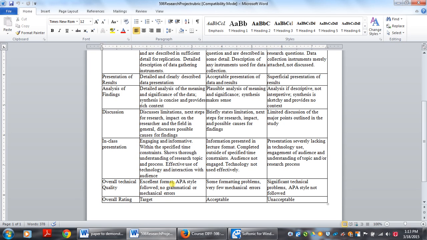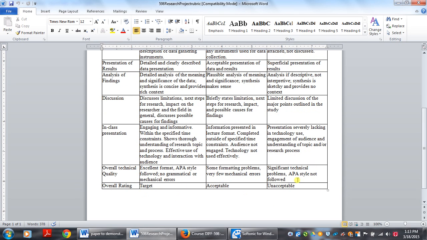Your technical quality is APA is followed. There's no grammatical or mechanical errors, and the formatting is right. Part of APA style is you should have an abstract for your paper. The abstract should be the last thing that you write. It should be about 200 words or less, and it should not be a literature review, but basically be what your research question was, why it's important, what you did to try to answer or address your research question, and what your findings were.